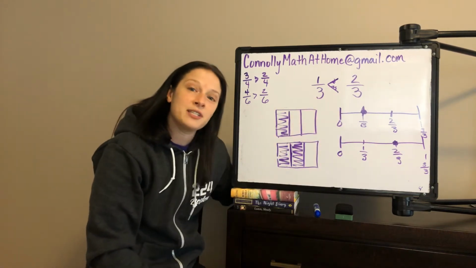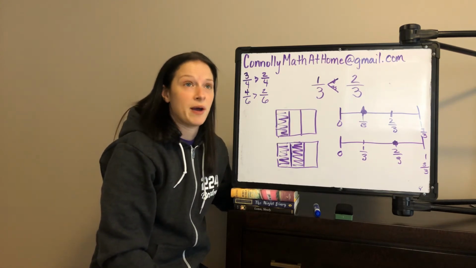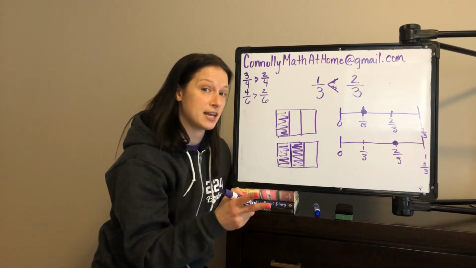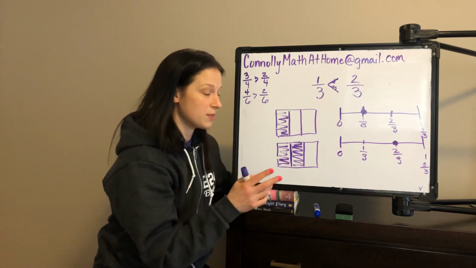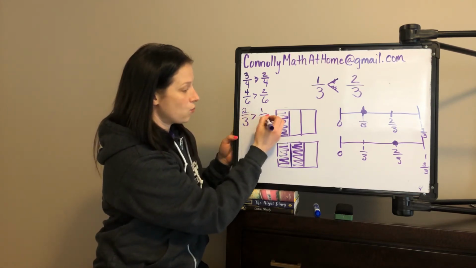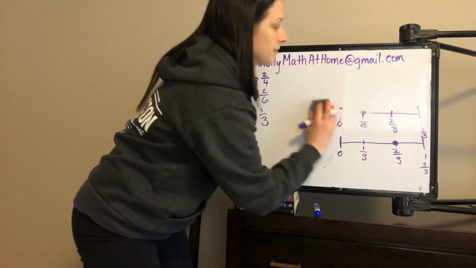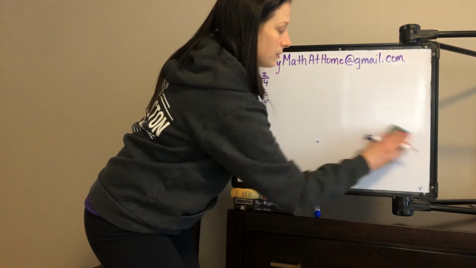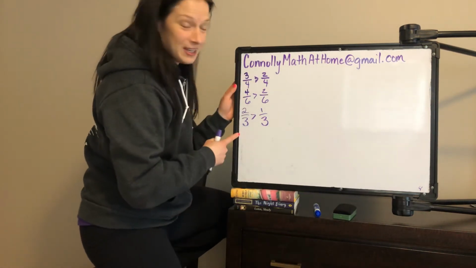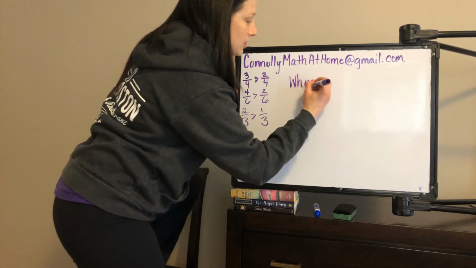So, now it's time to form our conjecture. So, we are going to form an opinion about what happens every time we compare two fractions that have the same denominator. So that's what I've been focusing on this whole time. What happens when we're comparing two fractions with the same denominator? So, if you're at home, I want you thinking about what happens every single time.